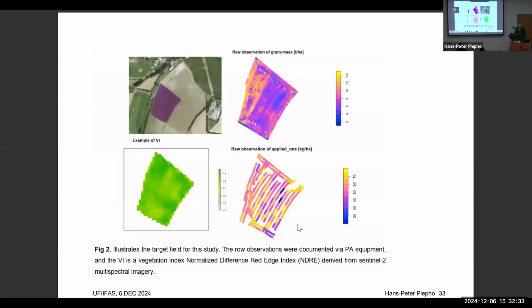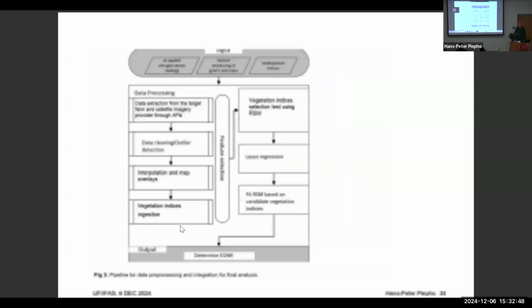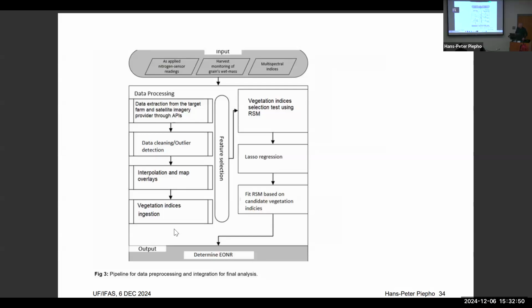So a little more detail about the data, but you guys are more familiar with this than I am. Here we've got the applied N rates, the grain mass mapped, and the vegetation index, and all that information needs to be integrated. It's a complex process, and Morteza worked a lot on developing a pipeline to integrate all of these data.